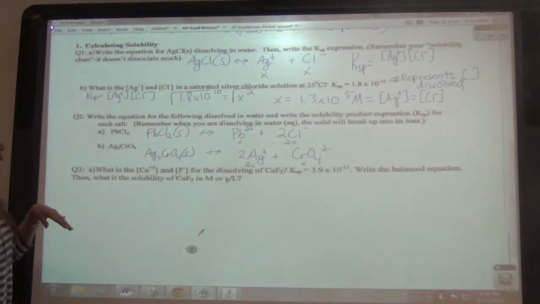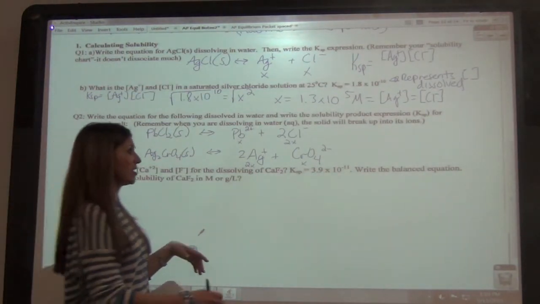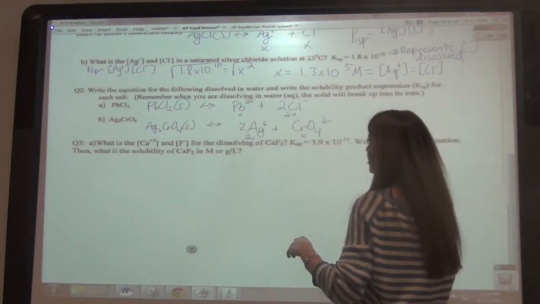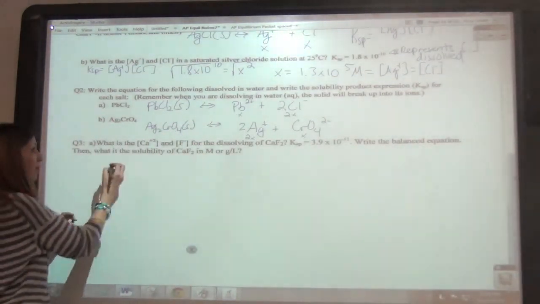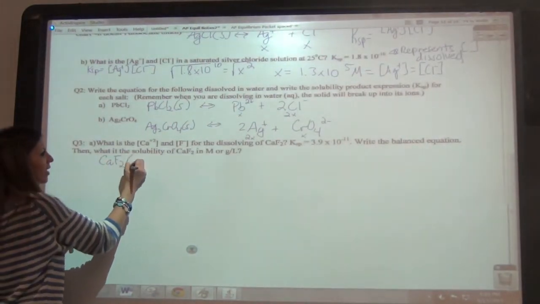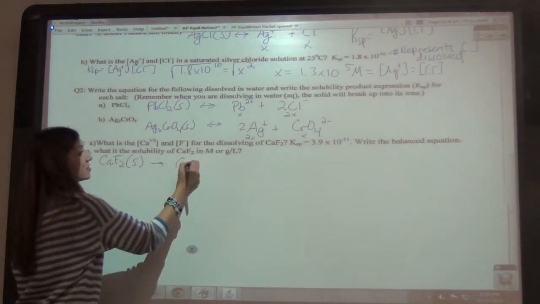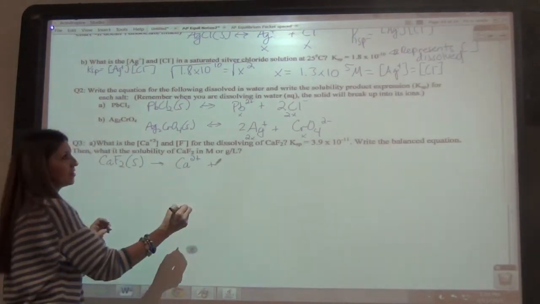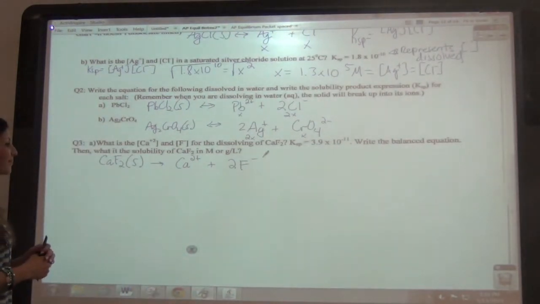So it says, what is the Ca2 plus and the F minus for the dissolving of CaF2? And they're giving us the Ksp value. So let's first write our expression. So you always have to write your equation and your expression before you start. So we've got CaF2, and it's a solid, and we're going to break it up into what? Ca2 plus and 2F minus. Awesome.